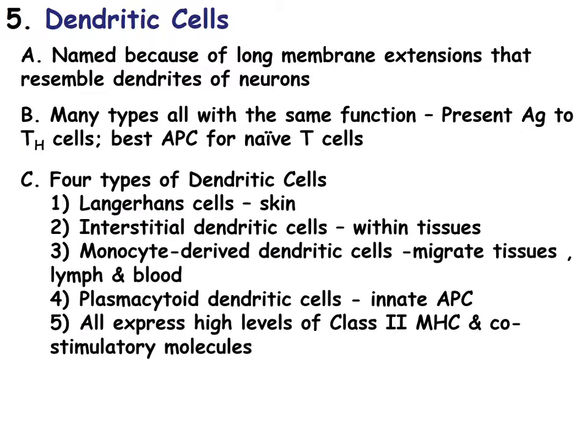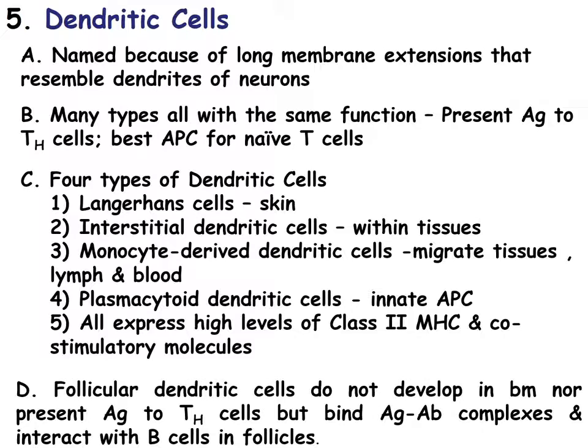Now, the four types of dendritic cells we'll mention here, they're the Langerhans cells that are in the skin. Then we have interstitial dendritic cells, which are located within various tissues. Then you have the monocyte-derived dendritic cells. They migrate through tissues, lymph, and blood. And these plasmacytoid dendritic cells, they're kind of weird. They're part of the innate antigen-presenting cells, but they all express very high levels of class 2 MHC and co-stimulatory molecules that help activate the T helper cells.